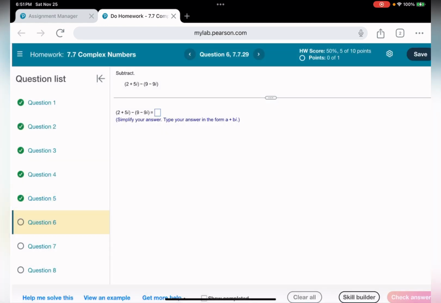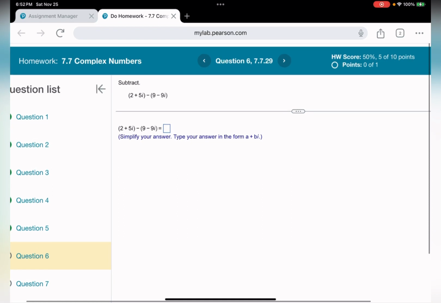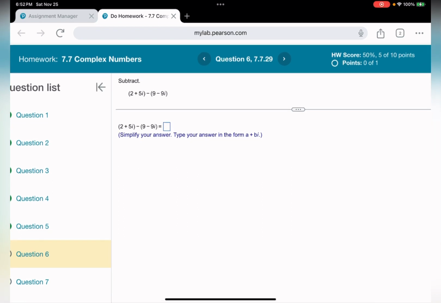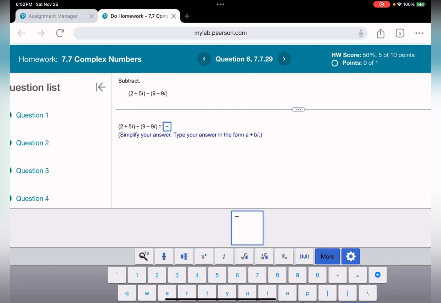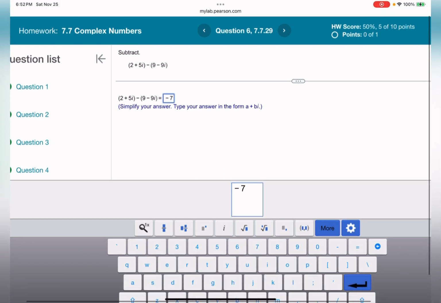Number 6. Okay, now here we have to flip the sign, right? Because we have negative in front of parentheses. So it's going to be 2 plus 5i minus 9 plus 9i. Because we have negative sign, once I open parentheses, 9 will become negative. Negative 9i will become positive. So 2 minus 9, it's going to be -7. And then 5i and plus 9i, because once we open parentheses, this negative will become positive, right? 5i plus 9i, it's going to be positive 14i.